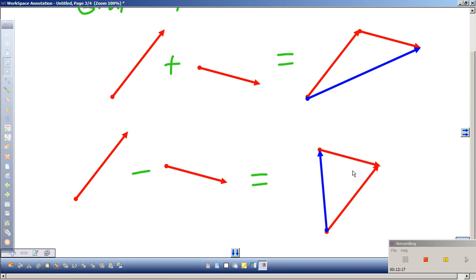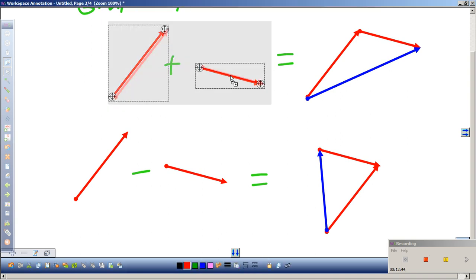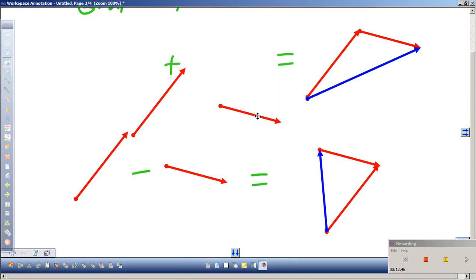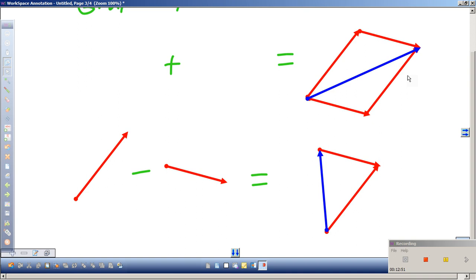Wait, so how do you know which one? Well, this is where we started. So you started with this one. With this first one, it doesn't matter the order because addition is commutative. So I could, for example, if I did this one first up here, and then I added this one, I get the same answer either way.